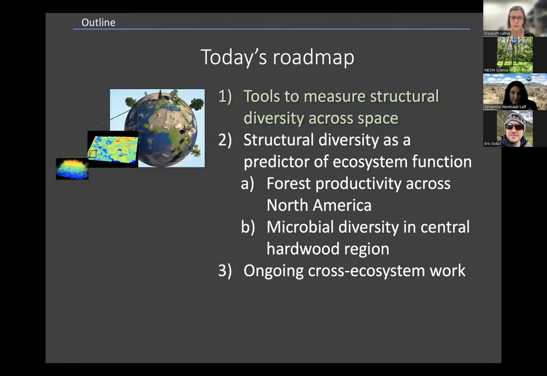So a little roadmap for the topics we're going to talk about today. First, I'm going to describe some tools for measuring structural diversity from a local plot scale up to a larger macrosystem scale, and then talk about two studies where my colleagues and I have shown examples that structural diversity is related to ecosystem functions. First, forest productivity across North America, and then microbial diversity in the central hardwood region. And then I'm going to talk a little bit about some ongoing cross-ecosystem work.